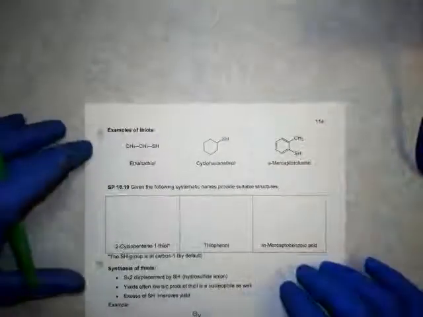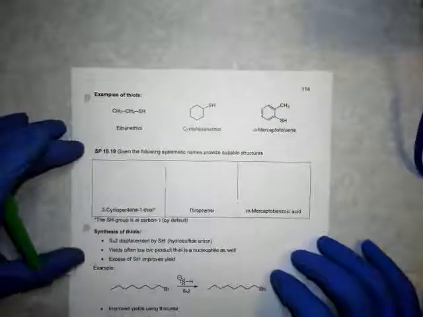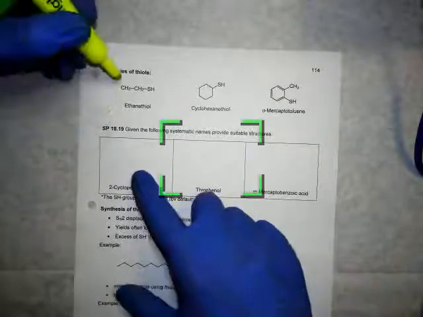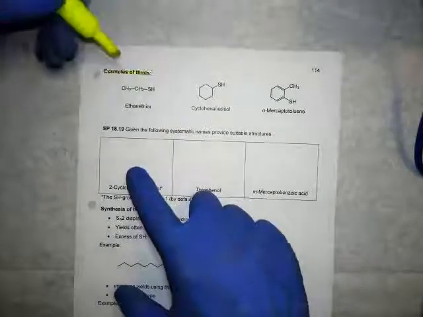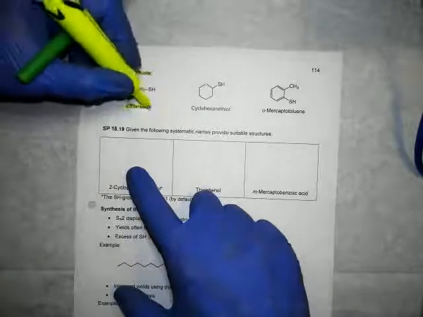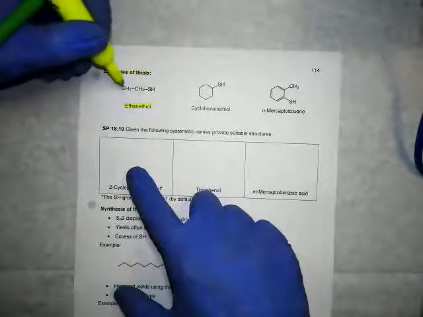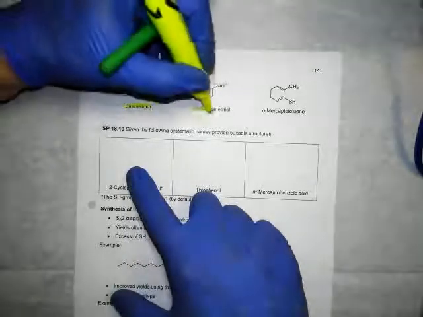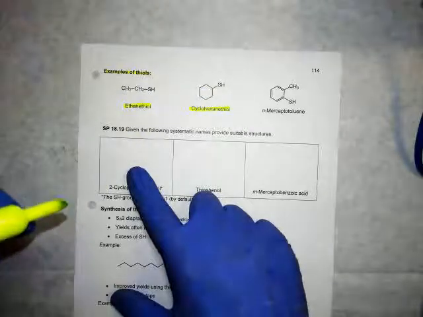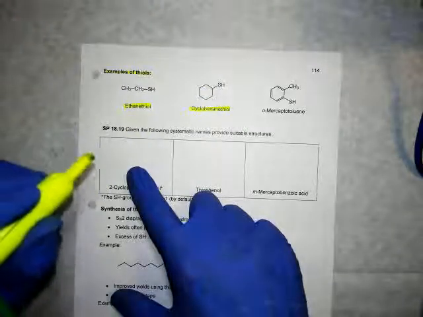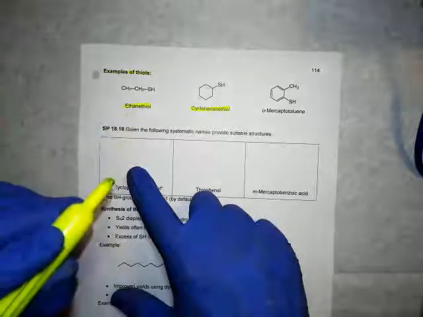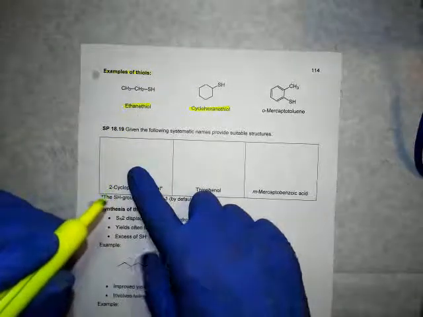Now let's look at the nomenclature of thiols. I'm going to page 114 to show you some examples. Here are some examples of thiols. This would be ethylene thiol, for obvious reasons. This is cyclohexane thiol. So if you have an alkyl group, you just name the alkyl group followed by the word thiol. No more complicated than that.